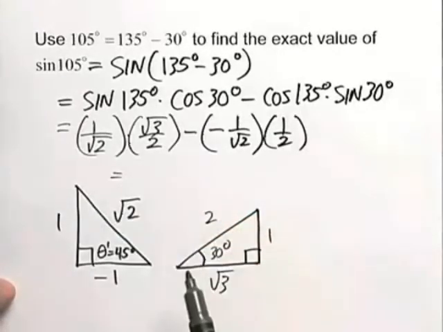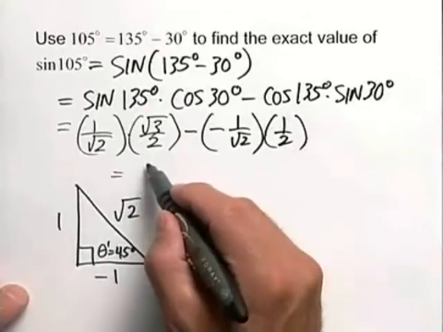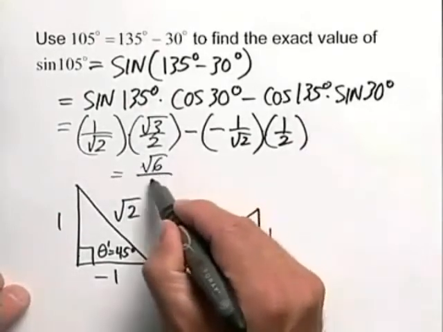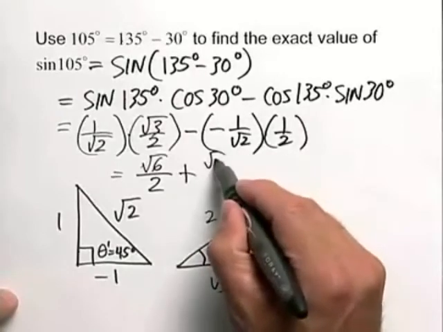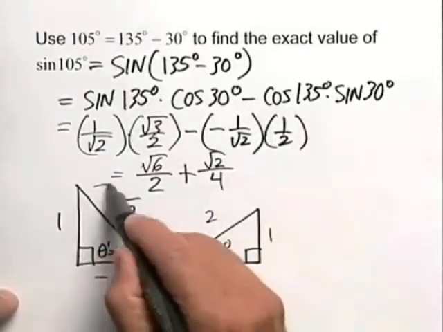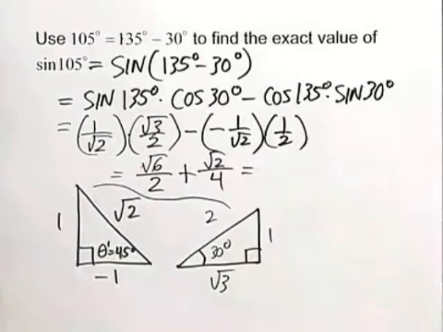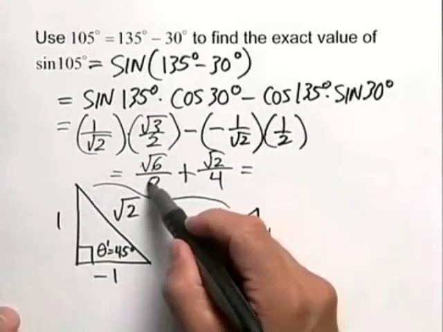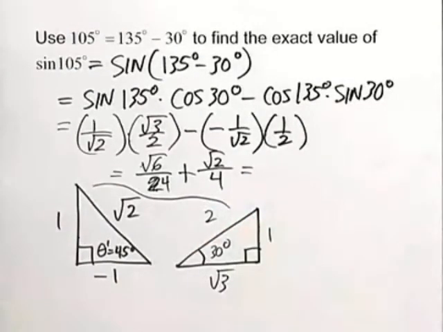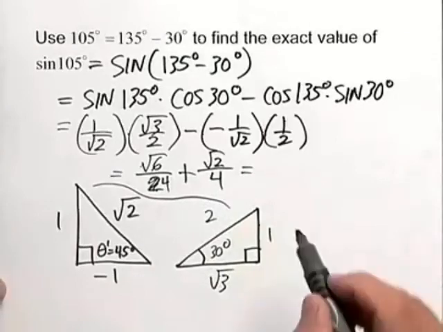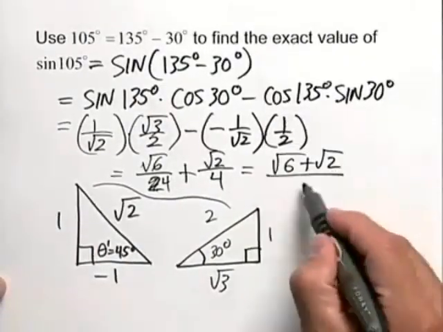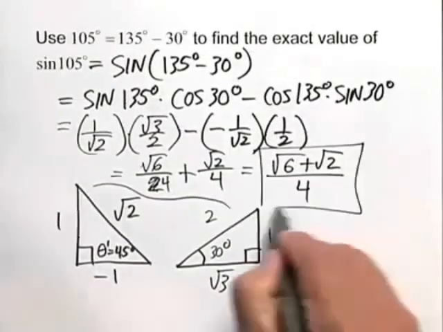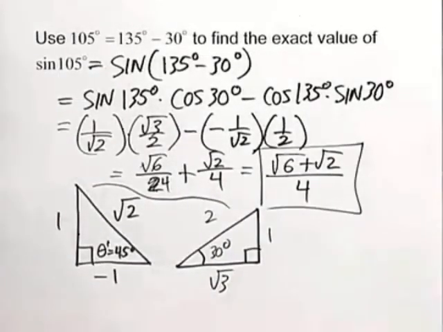So let's simplify now. Once we rationalize this, we're going to end up with the square root of 6 all over 2 plus the square root of 2 all over 4. I'm going to give it some space there. So square root of 4, this is 4 right here. Once we add those through, we end up with the square root of 6 plus the square root of 2 all over 4. And this is the exact value for the sine of 105 degrees.